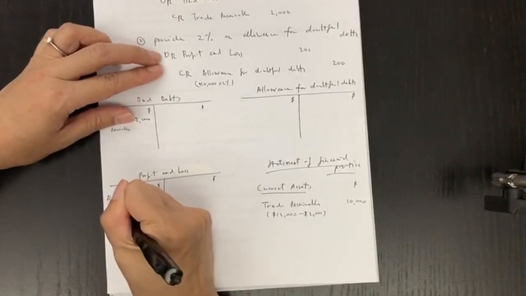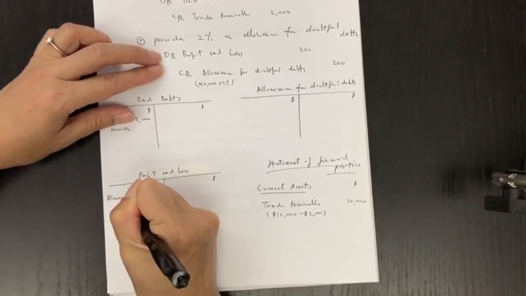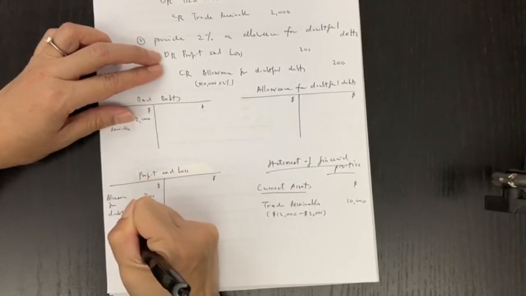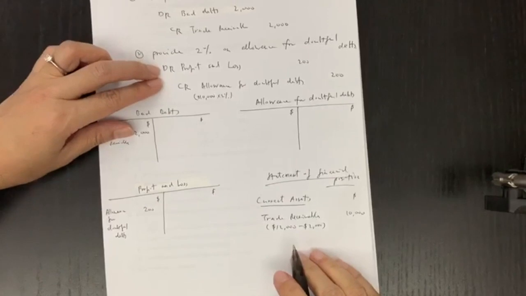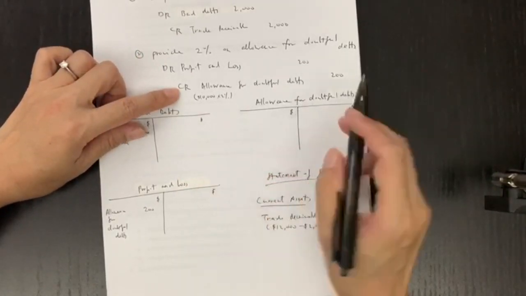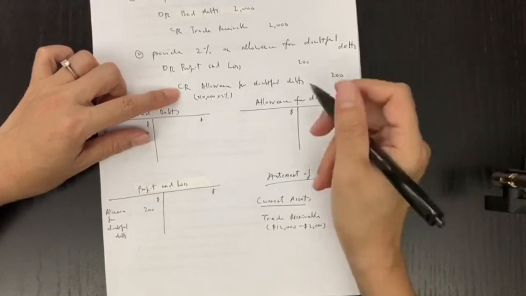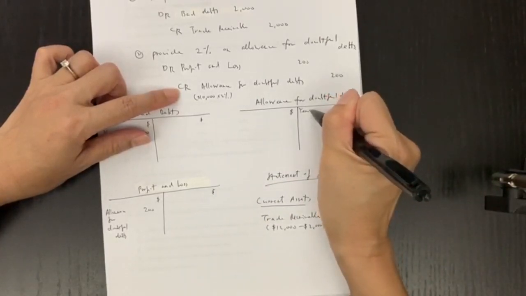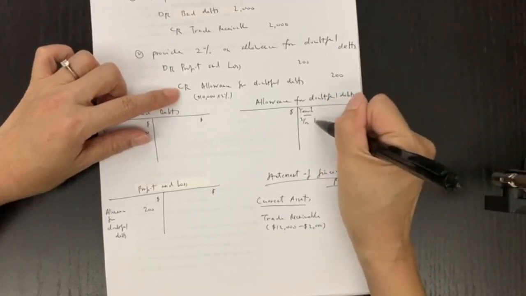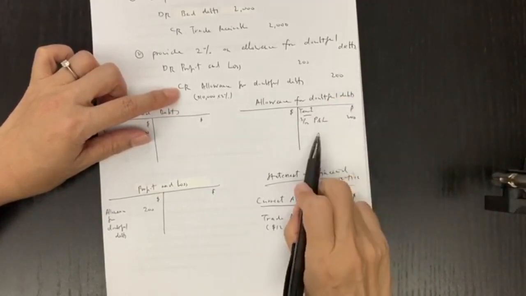Because of allowance for doubtful debts, I just do posting. And then credit allowance for doubtful debt. So here is allowance for doubtful debt. So I have 200, and this is year 1. Okay, and 31st December because of profit and loss.